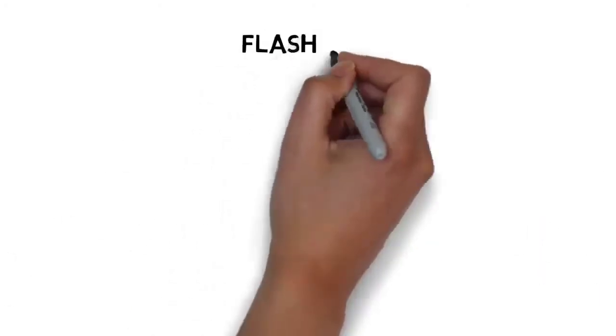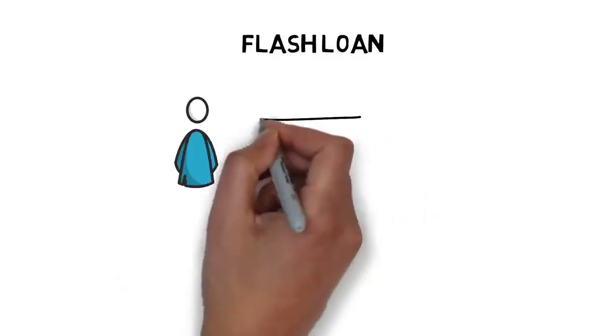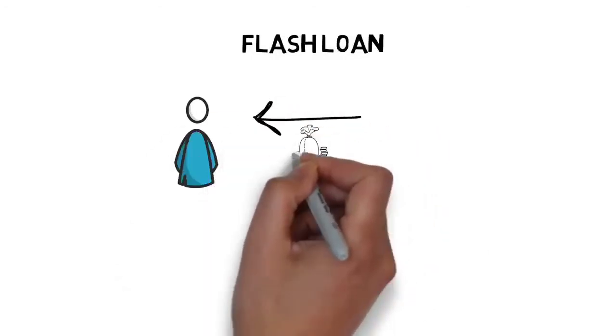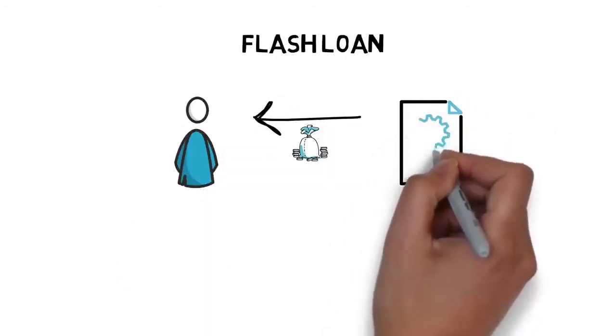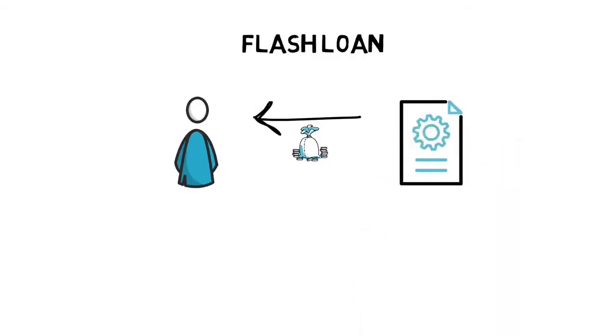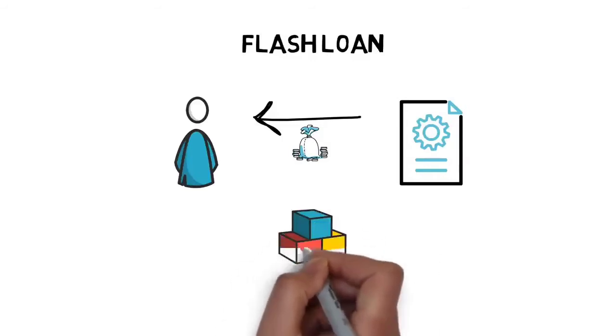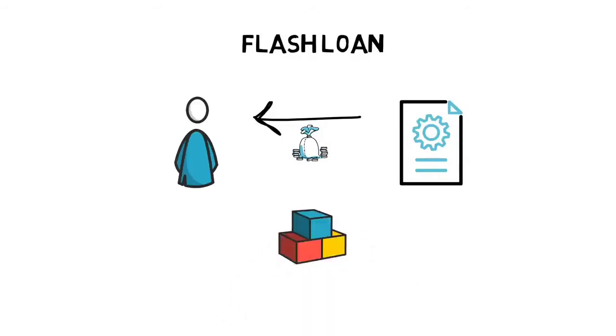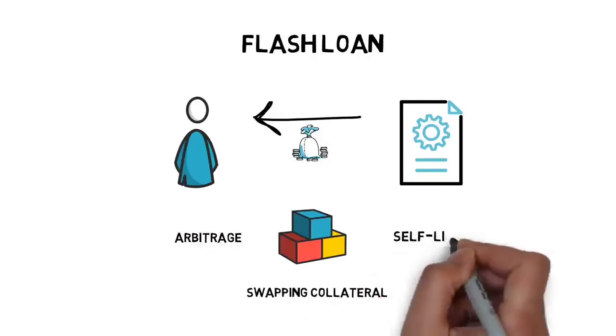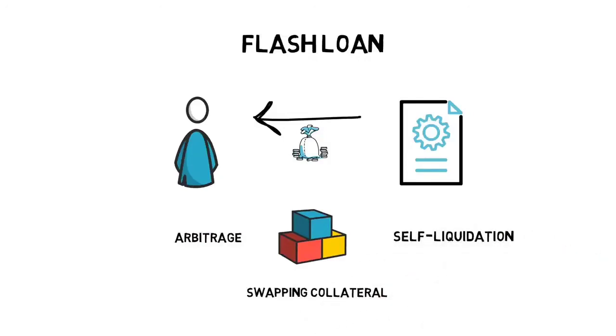A flash loan is a feature that allows you to borrow any available amount of assets from a designated smart contract pool with no collateral. Flash loans are useful building blocks in DeFi as they can be used for things like arbitrage, swapping collateral, and self-liquidation. Flash loans, although initially introduced by the Marble protocol, were popularized by Aave and DYDX.